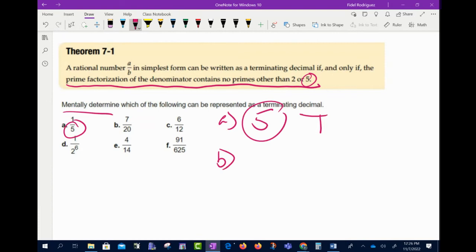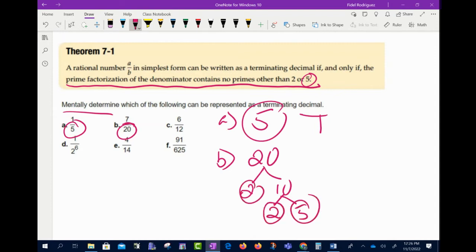Now I'm going to look at part B. I want you to look at my denominator. It's 20. What two numbers multiply to 20, besides 1 and 20? 2 times 10, perfect. Can we break down 10? 2 times 5. So the only numbers I see on the bottom are 2s and 5s. That's all I want to look for. If I have anything besides 2s and 5s, it's not going to be terminating, okay?